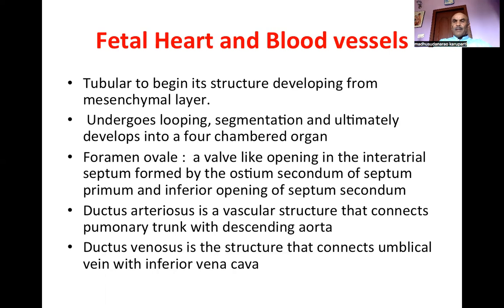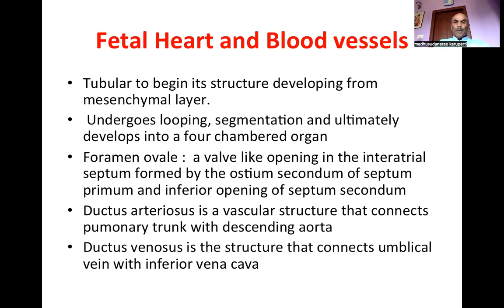Well, it is formed by the ostium secundum of the septum primum and the lower margin of the septum secundum. This septum secundum works like a flap-like membrane, and so it allows the flow of blood from the right atrium into the left atrium. Okay, this is the foramen ovale.